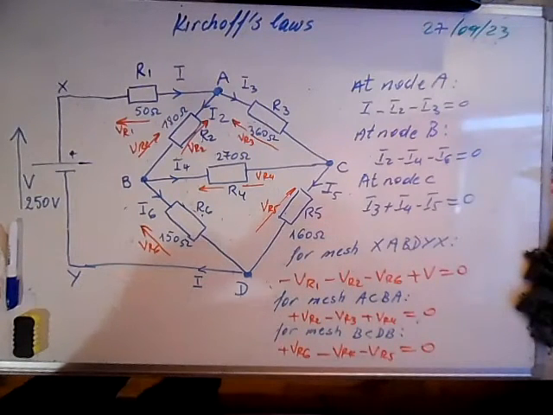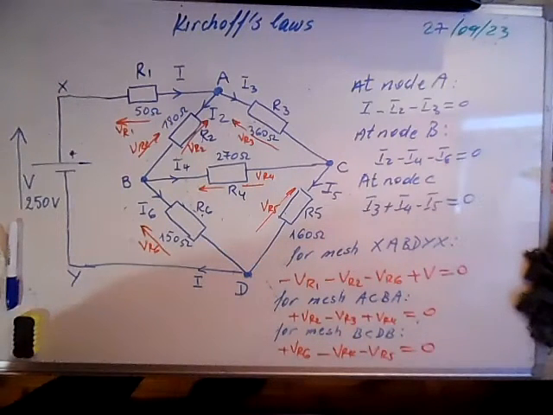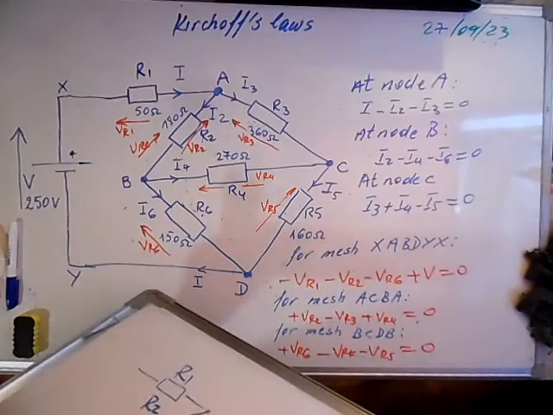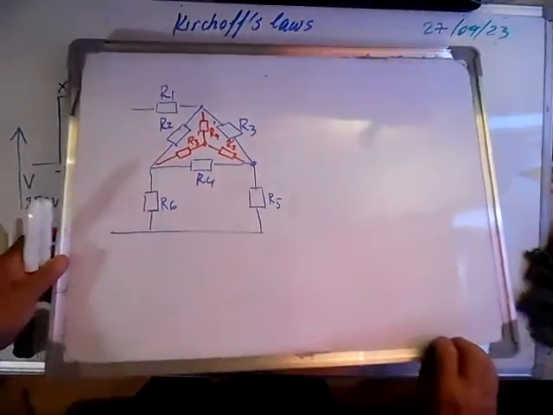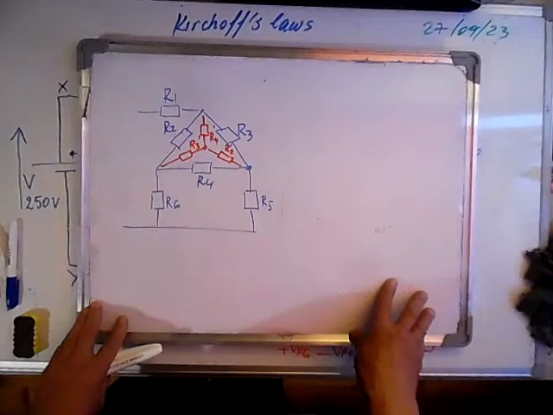You see, we have 6 equations which we may solve for 6 unknown currents, I1, I2, I3, I4, I5 and I6. But here I'm going to use something different to solve this problem. I will do a delta star transformation, and later I will calculate the equivalent resistance, and then we can calculate the main current, and from there we can calculate all the currents.